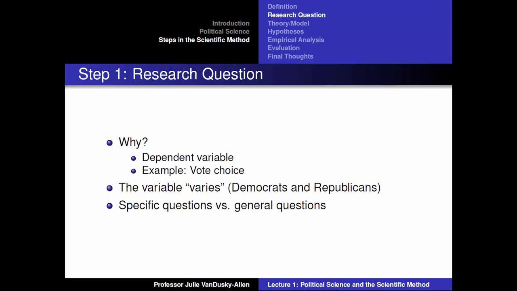Also note that the aforementioned question was general. Why do some people vote for Democrats while other people vote for Republicans? In science, we focus on general questions, not specific ones. We do not examine a single individual's vote choice. We focus on many individuals' vote choices.